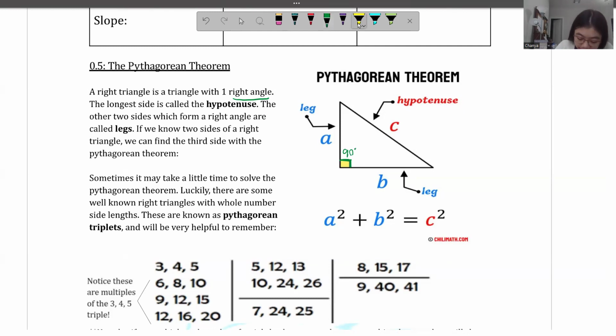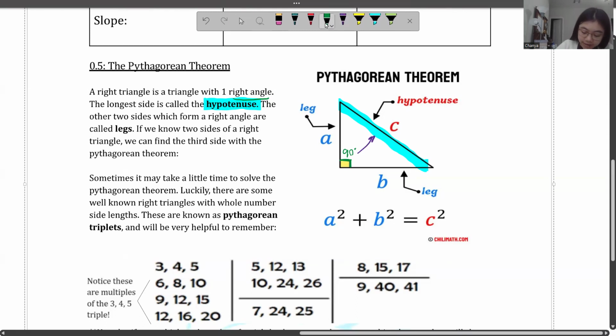Okay, so now for the sides of the right triangle, the longest side is called the hypotenuse. In this case, it would be the side C here. This is the longest side of this right triangle. Another more formal definition is that the hypotenuse is the side opposite the right angle here.